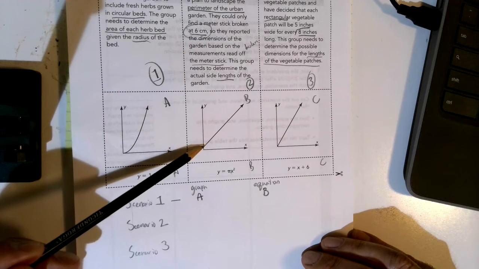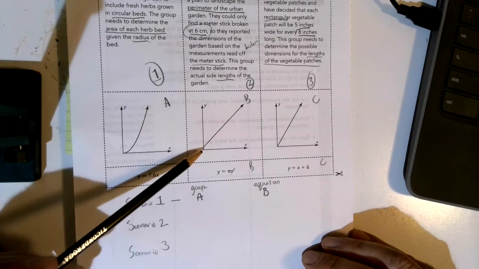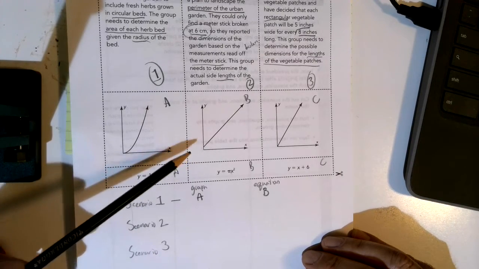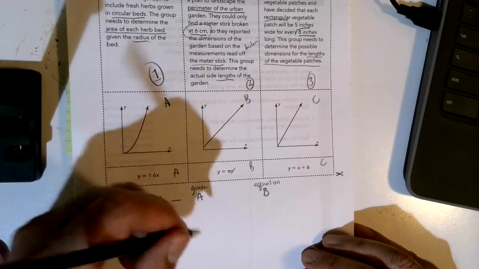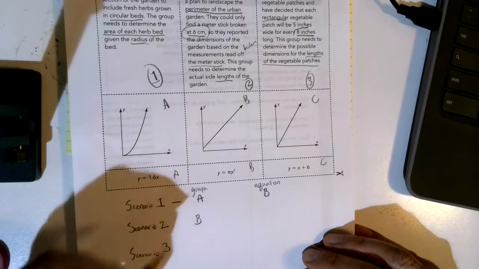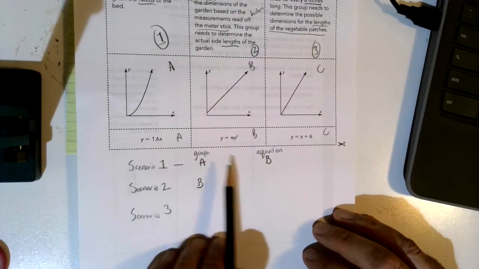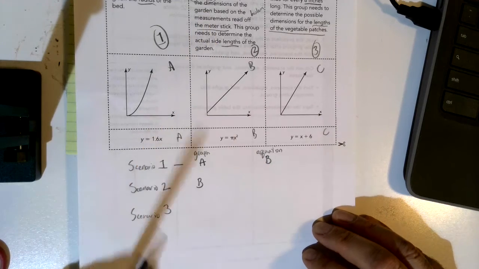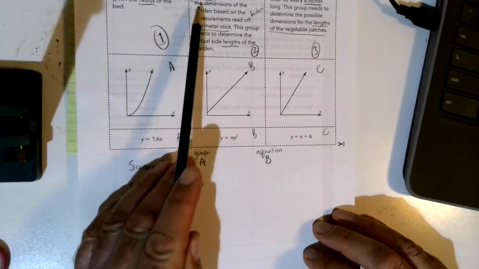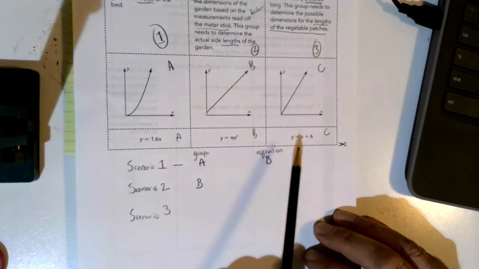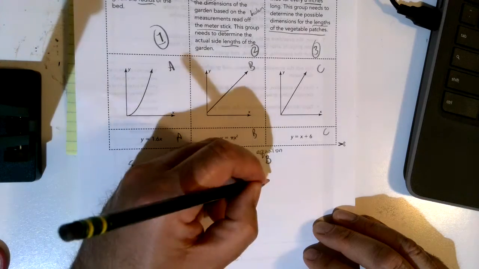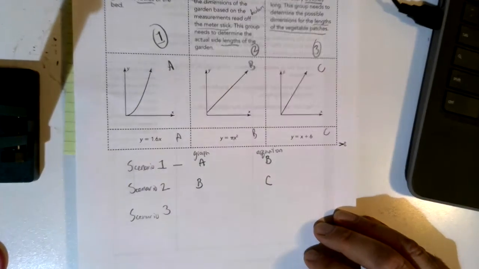And this looks like it could easily be where 6 would start, and this would represent the broken part of the ruler because it starts at 6. So your graph for scenario 2 is going to be B. And your equation is not going to be a multiplicative relationship because you're just adding 6 to these dimensions because the yardstick is broken at 6. So it has to be y equals x plus 6. So that would be C.